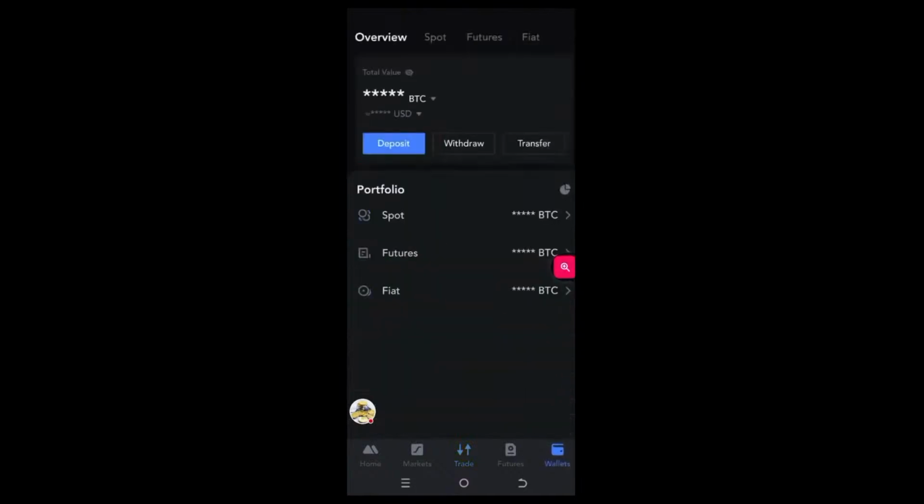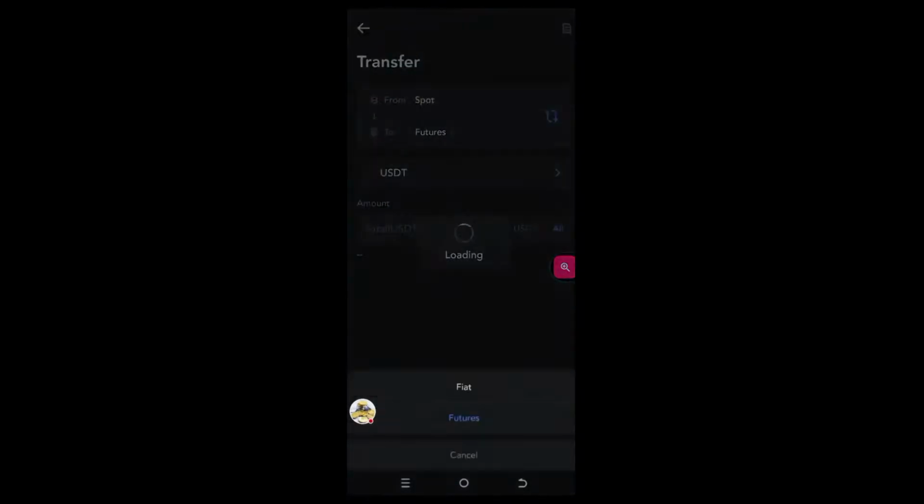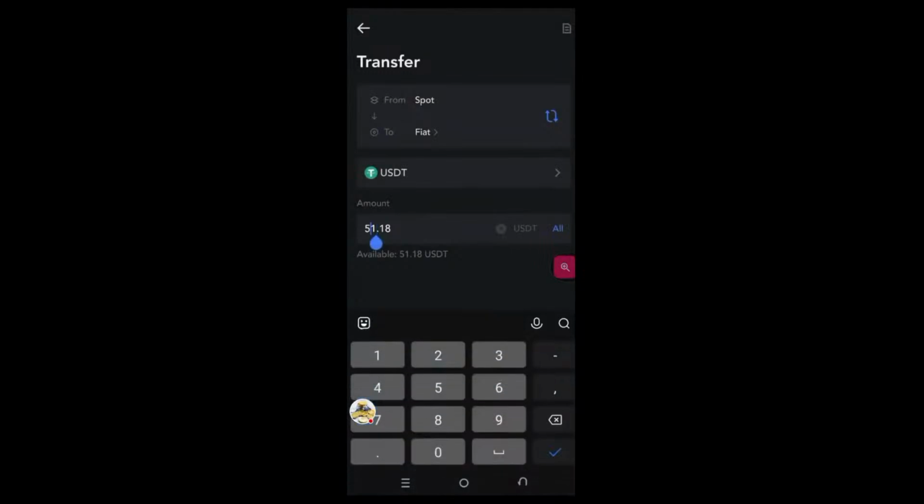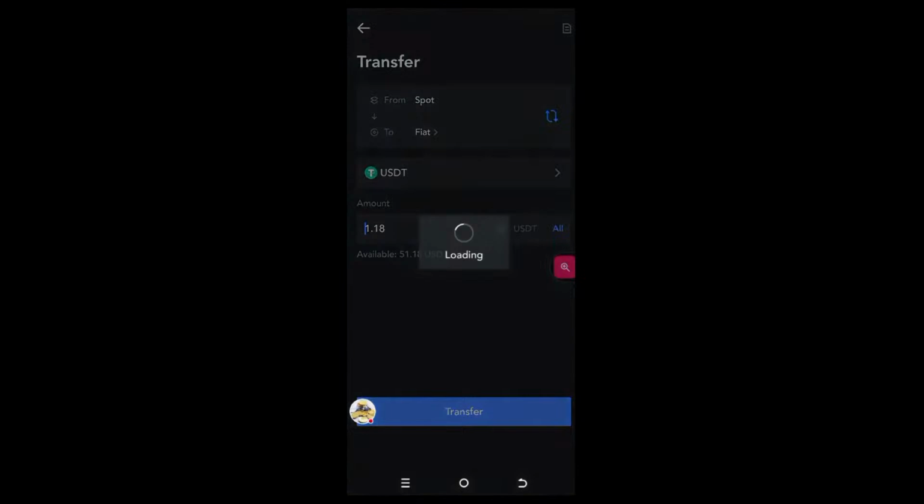As usual, I love to ship out the profit from spot to fiat. That's on MEXC. And then I'll pick all, and then I'll just ship out. Ship it out, right? Let's ship it out. Let's transfer it. It goes all the way out of there. So that's it.